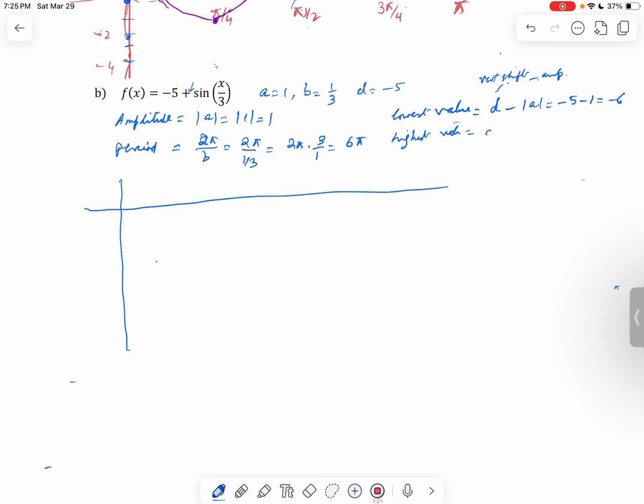And the highest value is D plus the absolute value of A. So we have -5 plus 1, which is -4.